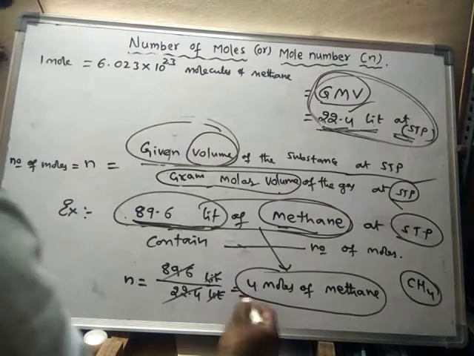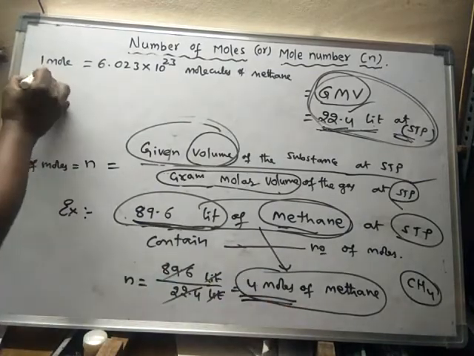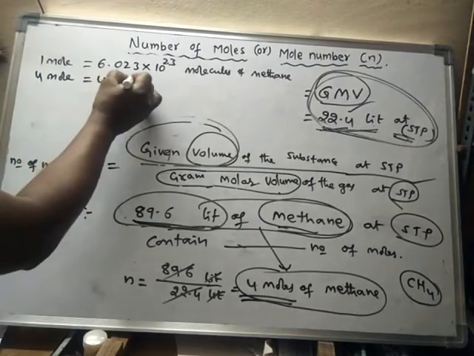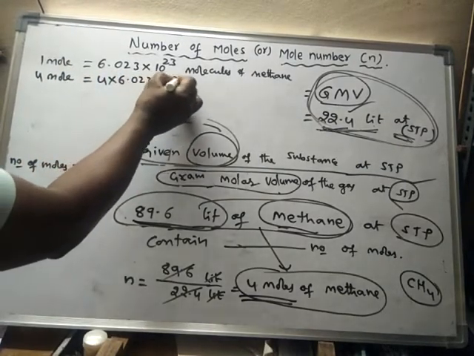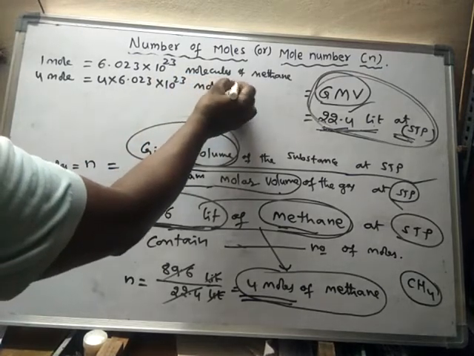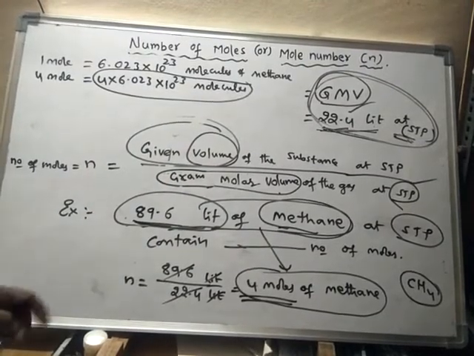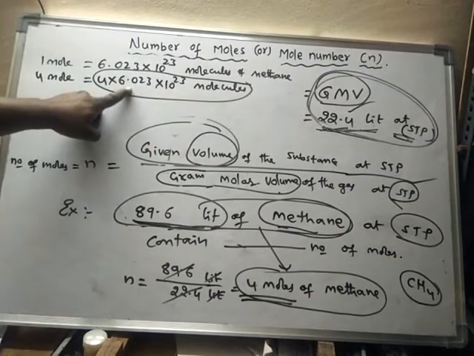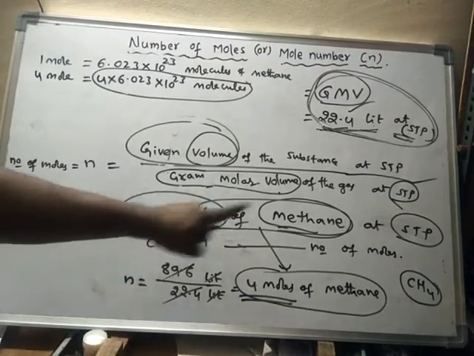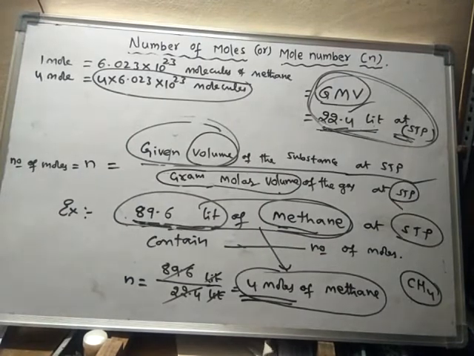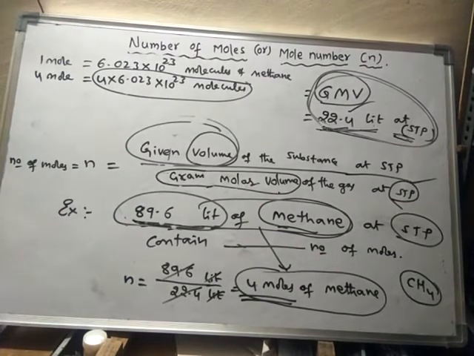So here how many moles did we get? 4 moles. So 4 moles of methane contains 4 into 6.023 into 10 to the power of 23 molecules. So finally we get these many molecules of methane present in 89.6 liters of methane gas at STP. Like this, we can perform calculations with the help of such relationships.